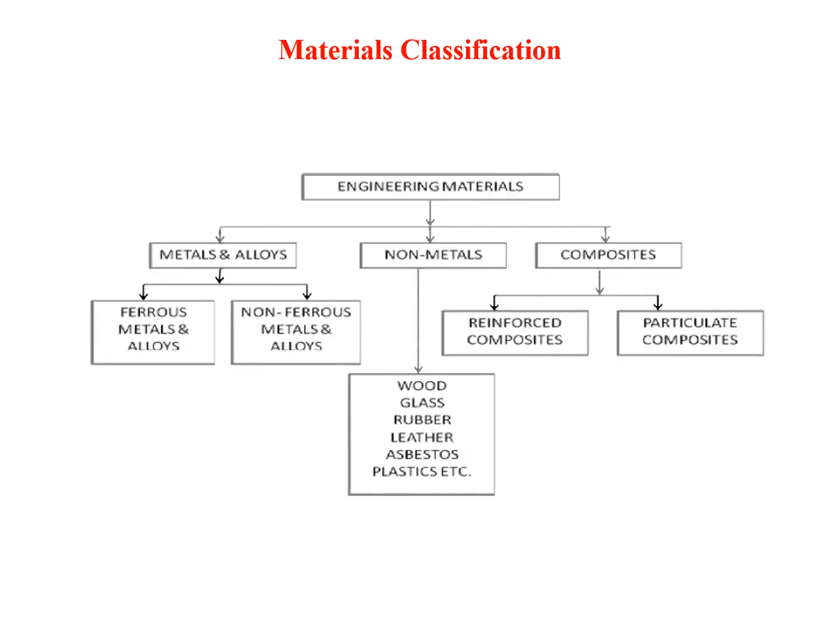Engineering materials are classified into metals and alloys, non-metals and composites. Under metals and alloys, ferrous metals and alloys, non-ferrous metals and alloys. Under non-metals, we have wood, glass, rubber, leather, asbestos, plastics, etc. Under composites, we have reinforced composites and particulate composites.